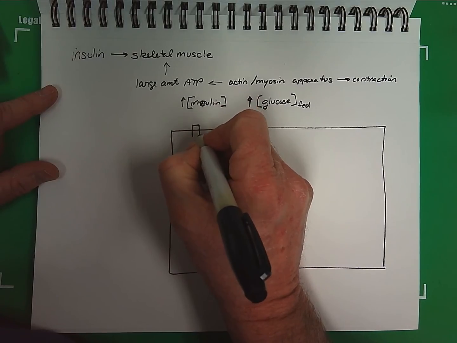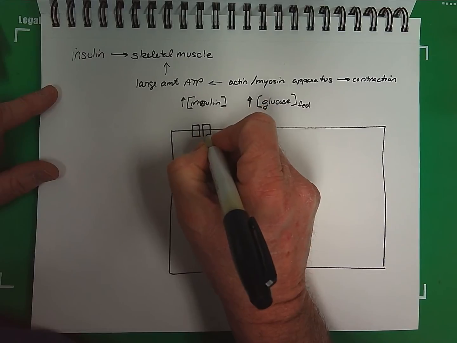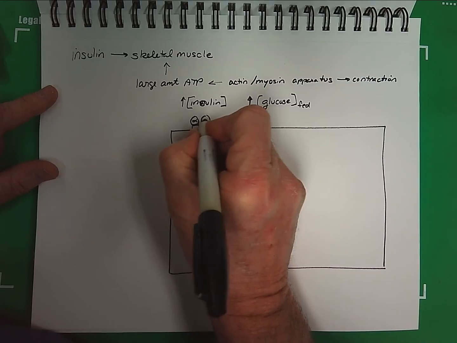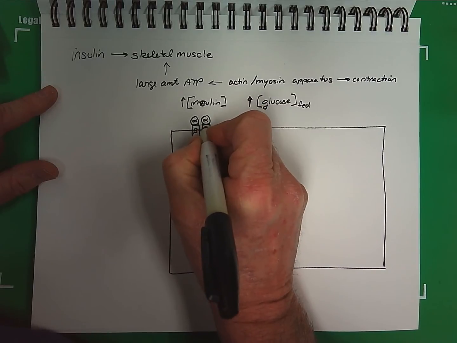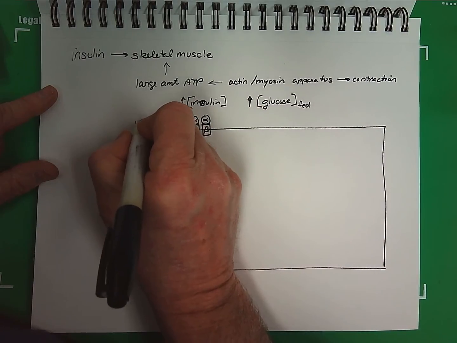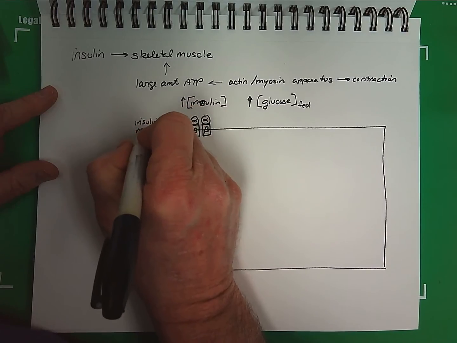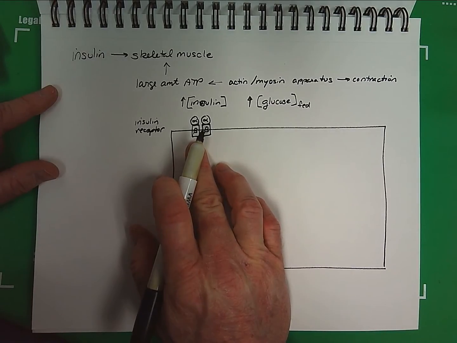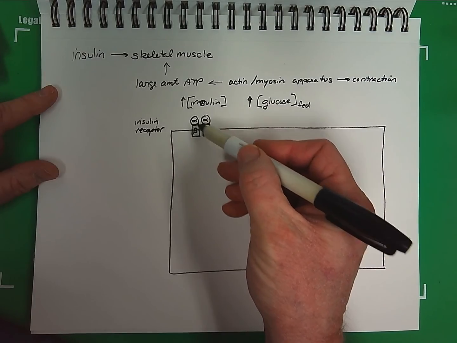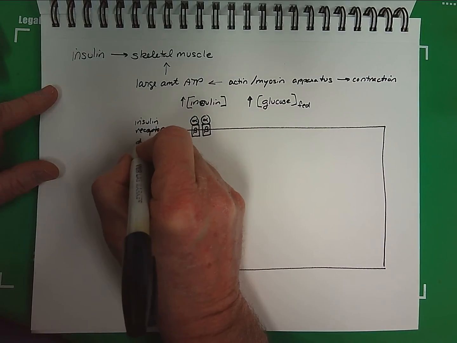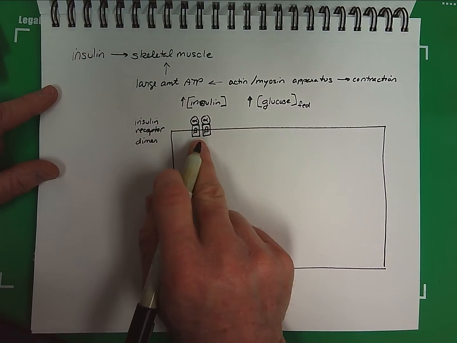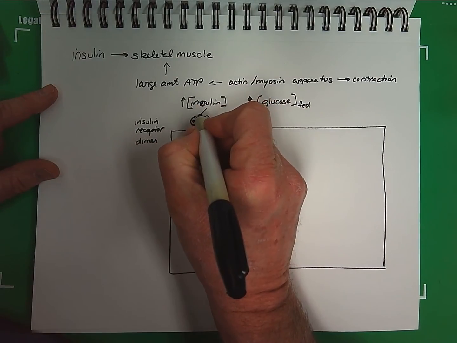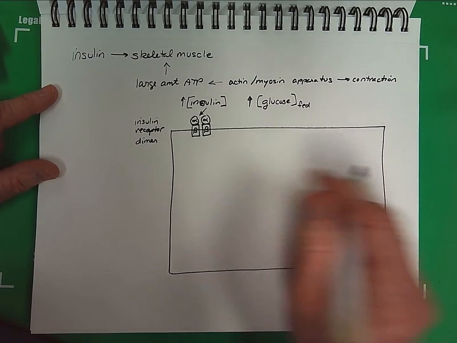So what we are going to do is transduce this information of insulin through a receptor. This is the insulin receptor. It is a heterodimeric protein. There are two alpha-beta subunits that come together and form a dimer. And of course, this is localized on the cell surface. When insulin levels are high, the insulin will bind to the dimeric receptor.